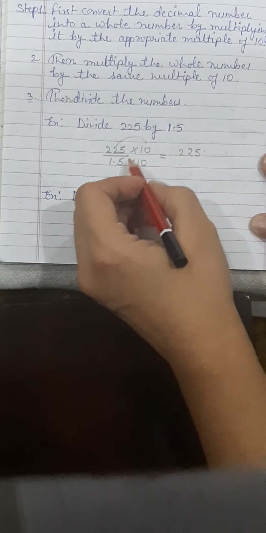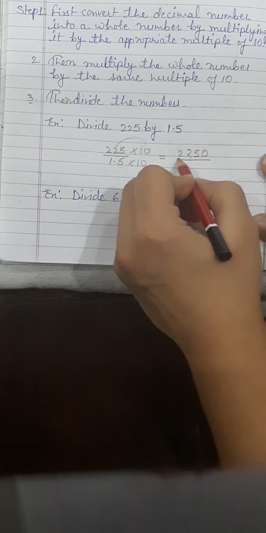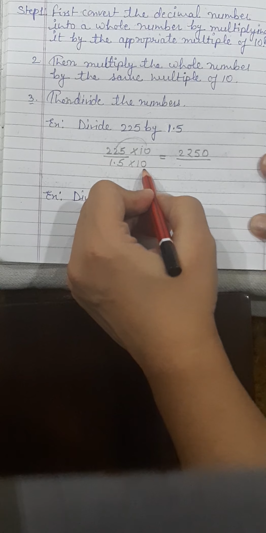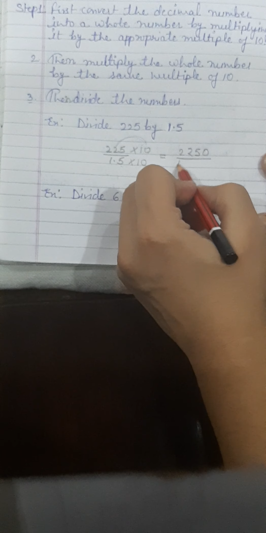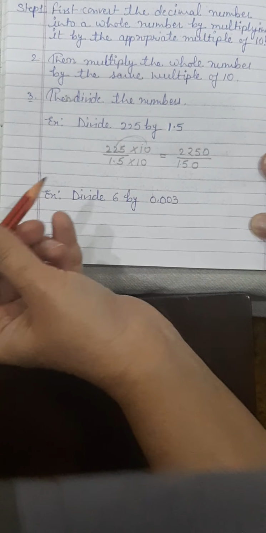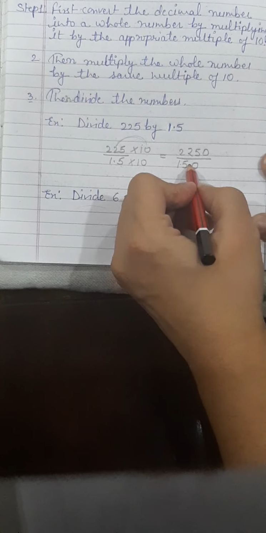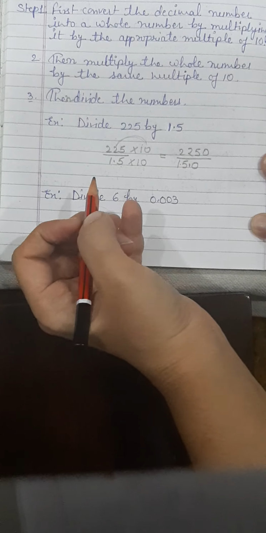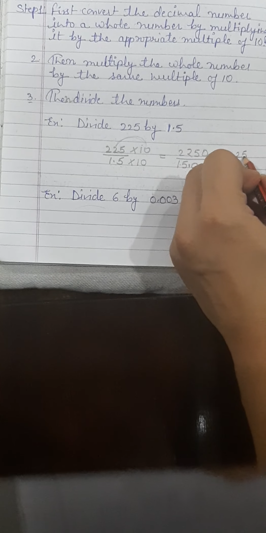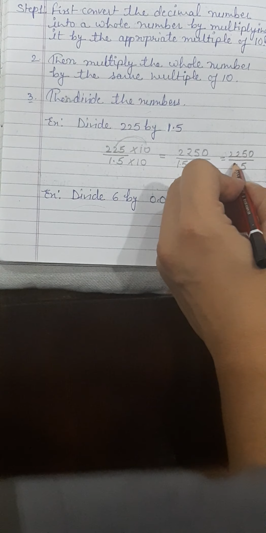225 multiplied by 10 will be 2250. Clear? And the denominator becomes what? 1.5 into 10, what will it be? First you have to multiply the numbers only. 150 will come. And then the decimal you have to shift one place to the right side because we have to multiply. Clear? So the decimal will shift here. So what you can write here, 2250 upon 15. Right?